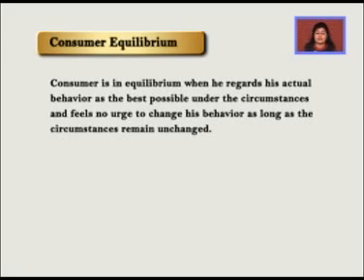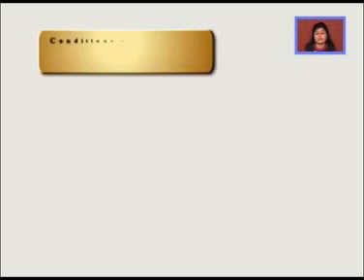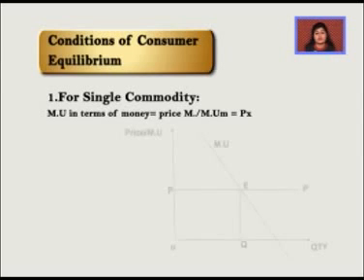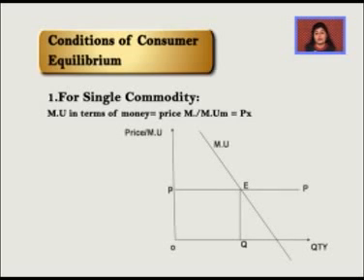Technically, a consumer is in equilibrium when he regards his actual behavior as the best possible under the circumstances and feels no urge to change his behavior as long as the circumstances remain unchanged. If he is consuming a single commodity, he knows that with every additional unit, his marginal utility is decreasing and he will settle at a point where his marginal utility in terms of money is equal to the price he is paying. So we can equate the two things, that is MU and price, and we get consumer's equilibrium.